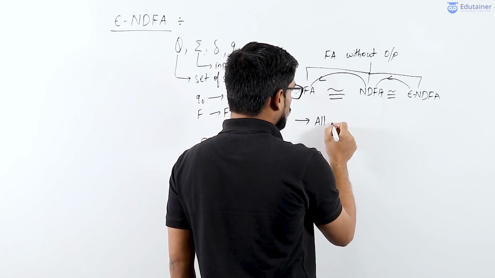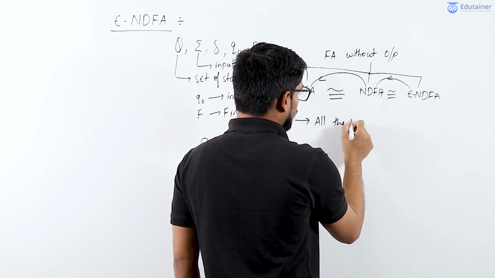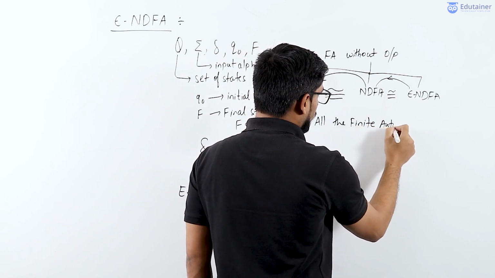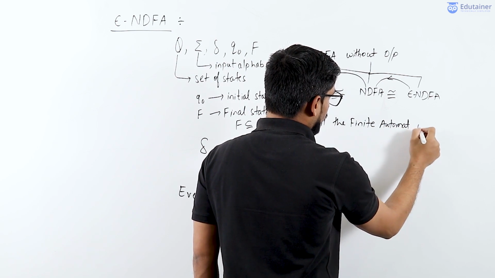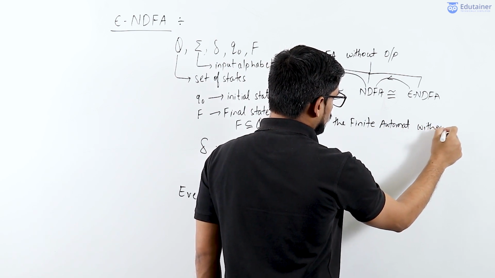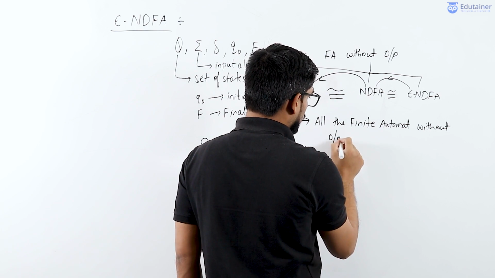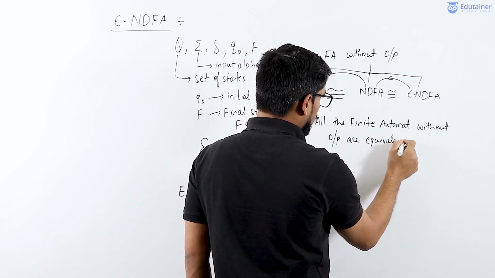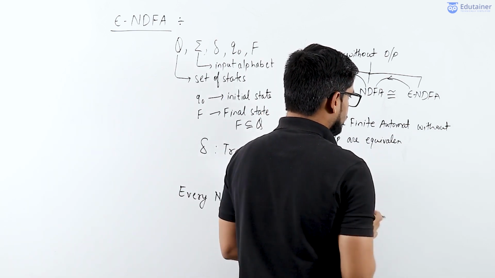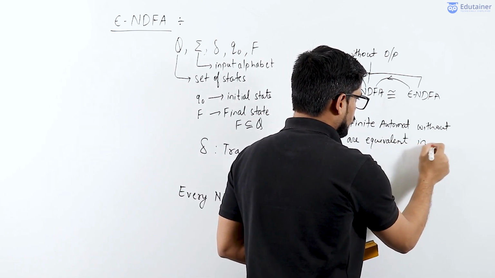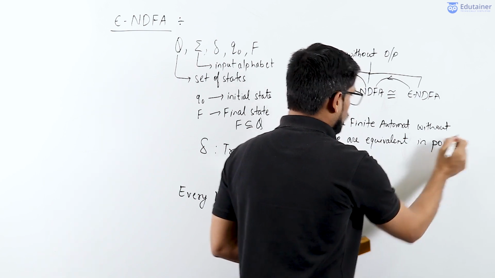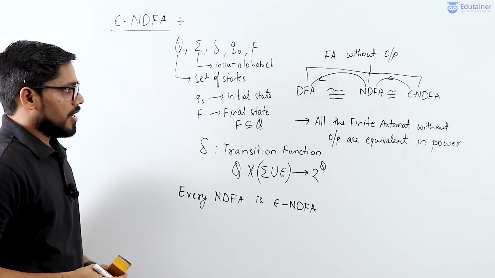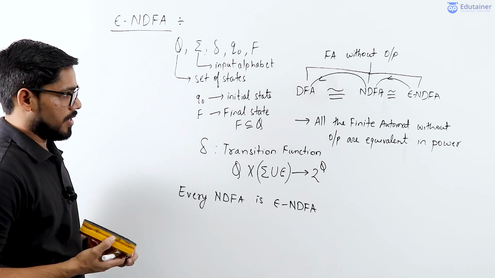All the finite automata without output are equivalent in power. Please note it down. This is very important. All the finite automata are equivalent in power.